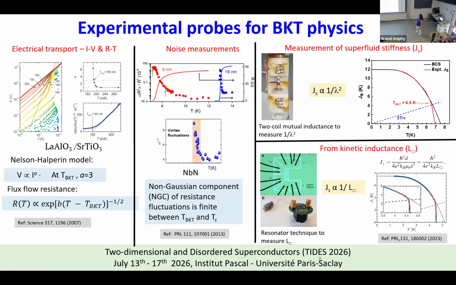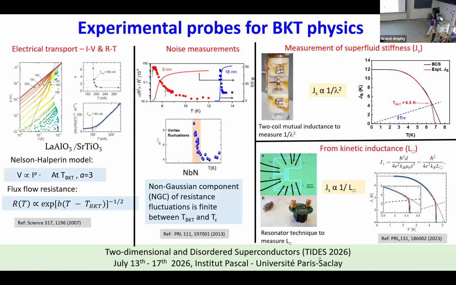Now, conventionally, these BKT phase transitions have been studied mainly by transport measurements, where you use the Halperin-Nelson model to find the BKT phase transitions. Of course, you also look at resistance. Very recently, you've also seen that noise measurements can also track the BKT phase transitions.